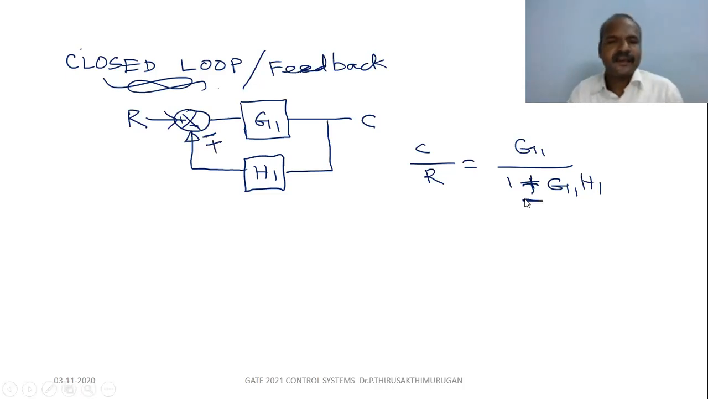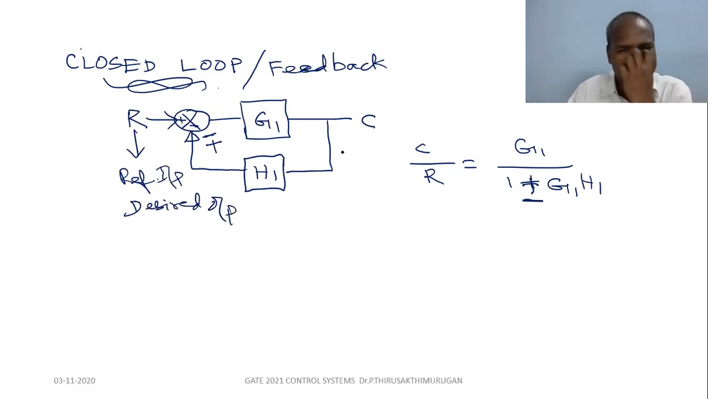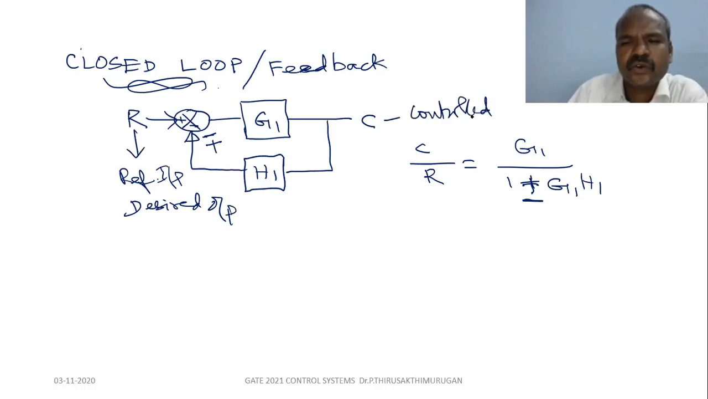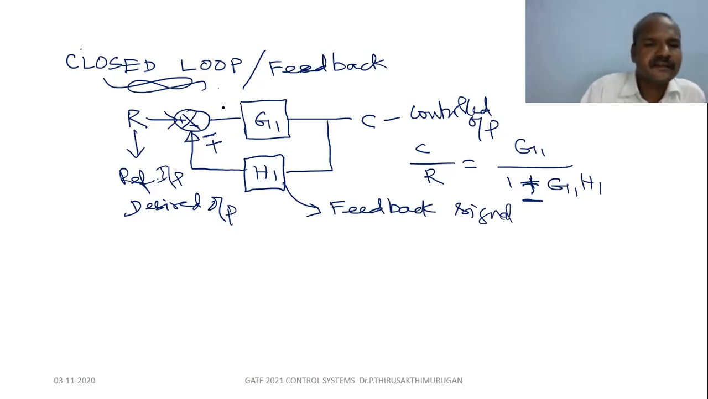R is the reference input or desired output. C is the controlled output. H1 is the feedback path, the feedback signal. Here is E, the error signal.